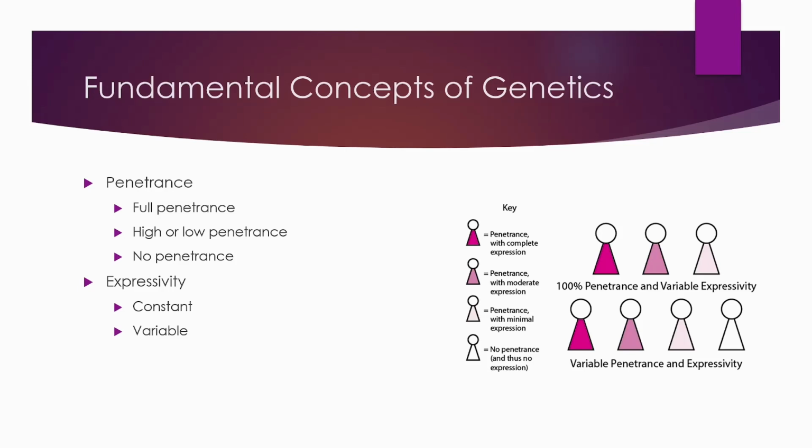With fewer sequence repeats, the genes will come down to reduced penetrance, and eventually, if there's no repeats, it'll be no penetrance.